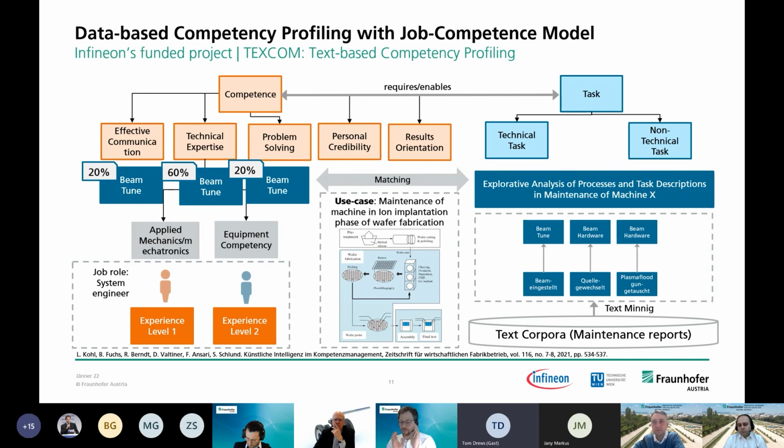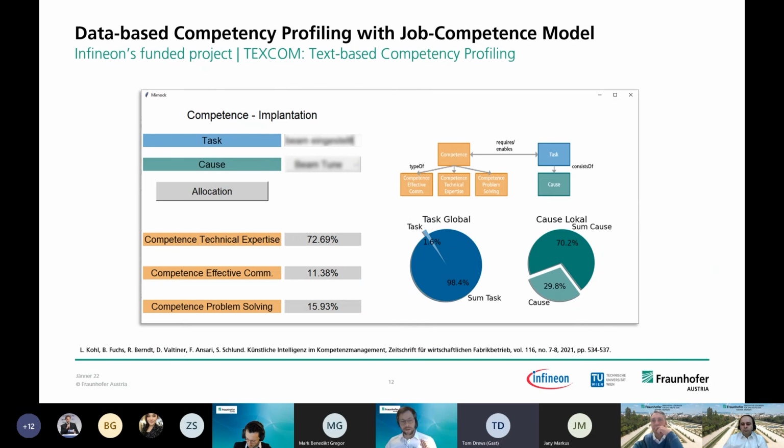So we can reason from the tasks executed on the job floor to the job roles needed in order to solve such a task. Let me show you how this works in real life in the Infinium project. Now you can see the demonstrator developed by us.